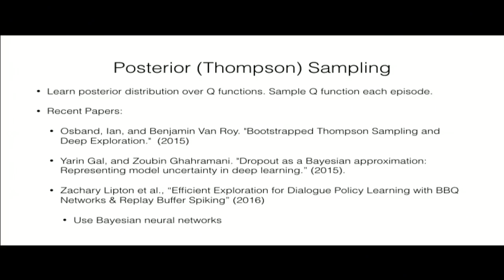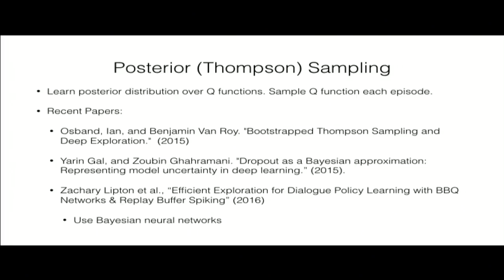So the idea is that you want to have a distribution over Q functions, and each episode you're going to choose one of those Q functions and choose greedy actions according to that Q function. So this is like in Thompson sampling. You wake up every morning, you sample one possible state of the universe, and you act according to that state of the universe. You act assuming that that's correct.